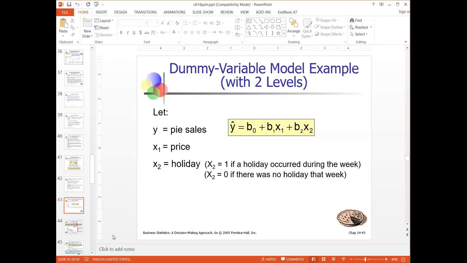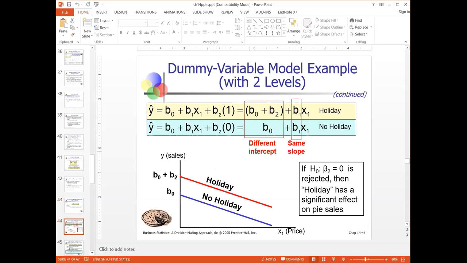He is proposing that his sales are changing, first of all, because of price. Secondly, they are changing because the particular week has a holiday in it. If there is a holiday, he expects more customers and more sales. So this is a particular regression line, and now let's see how we write the dummy variables with the regression line. Let's go down and write the equation.